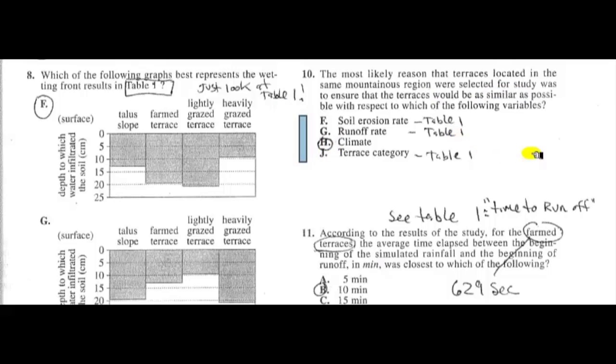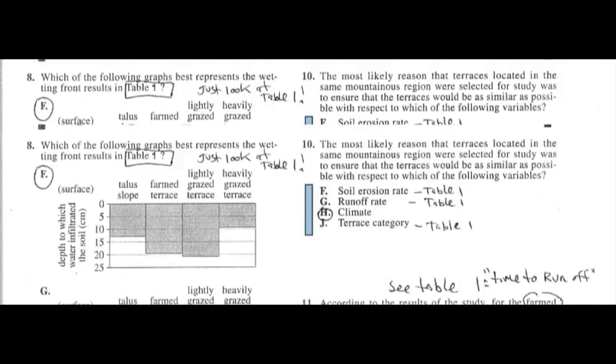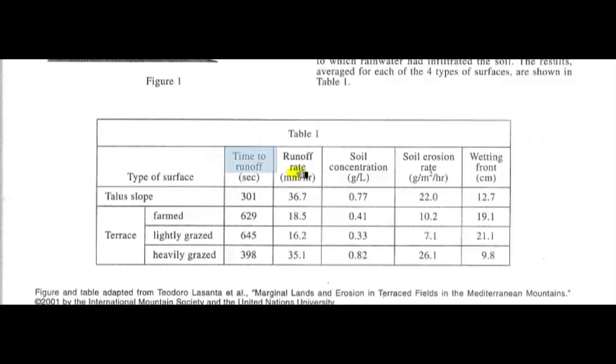Number 1. So right away, you can go back to table number 1 and look at the columns. If there's a column that says soil erosion rate, runoff, climate, terrace category, and the numbers are different, then that would tell you right away that this is not a control variable, that this is not similar, and that would therefore be an answer choice we can go ahead and cross out. If you preview your answers here, you'll see that F says erosion rate, G runoff rate, climate for H, and J says terrace category. So when we come back up here, we will take a look at table 1 and look at the x-axis here in the columns.